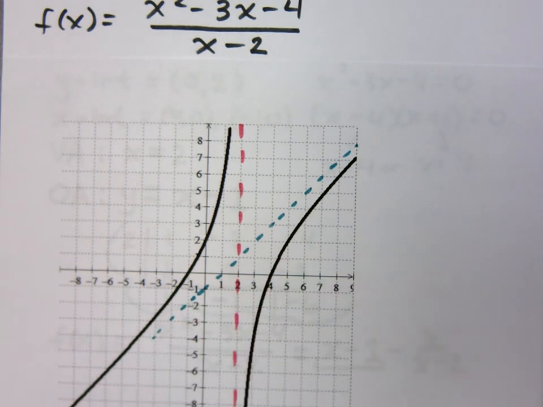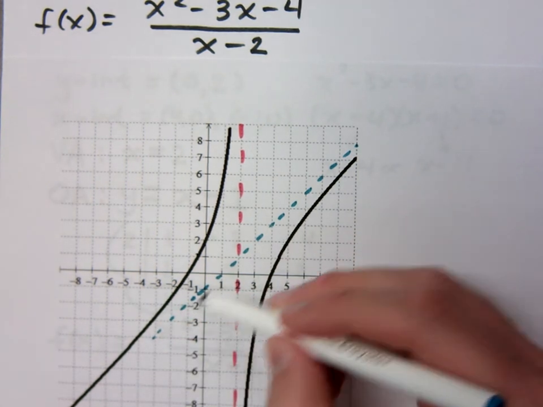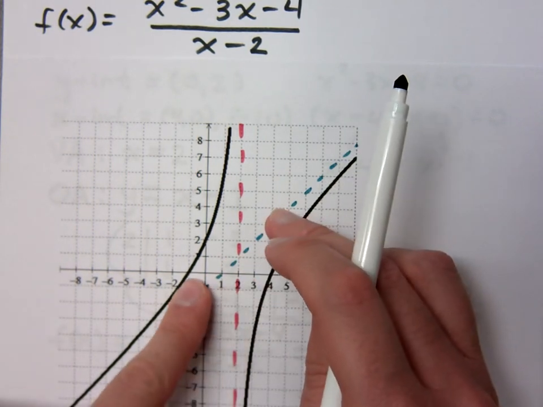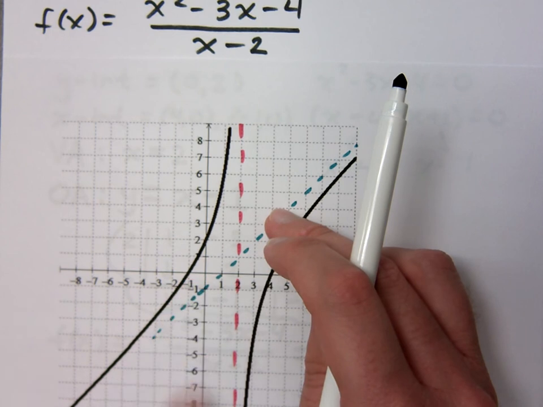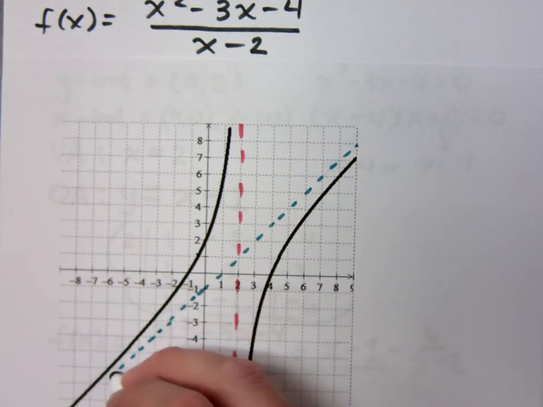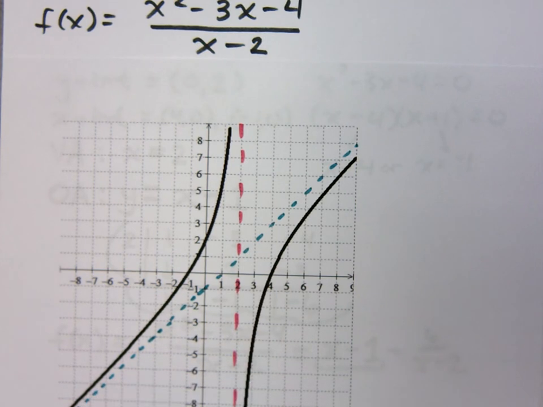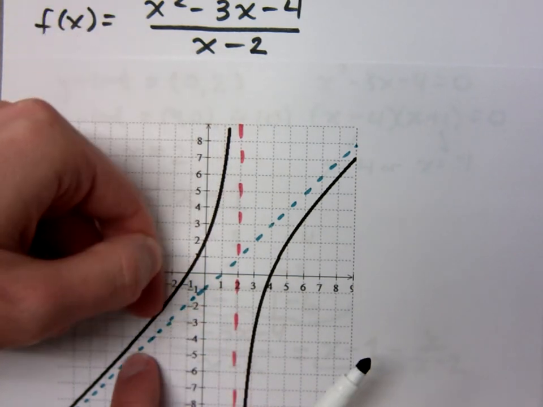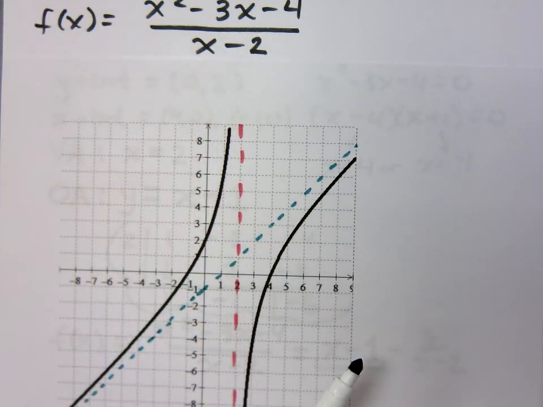Now before I keep graphing this, notice right here in the middle, is my graph close to this asymptote? No. But look, as I get further and further out here to the left and right, what happens? The vertical distance between these guys gets closer and closer and closer. Do y'all agree?